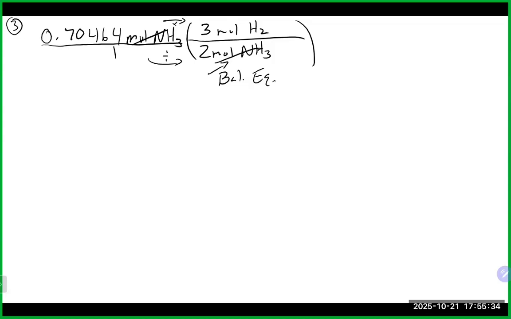And if we do that, we're going to end up multiplying that number by 3, dividing it by 2. We will now end up with 1.0570 moles of H2 in this case. So again, from the equation, we get that conversion factor to figure out our moles. Any questions on that so far?